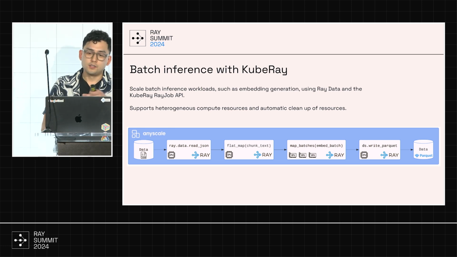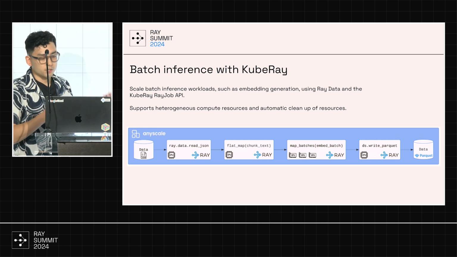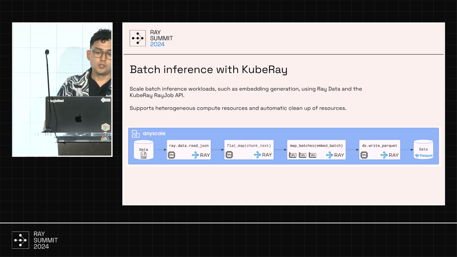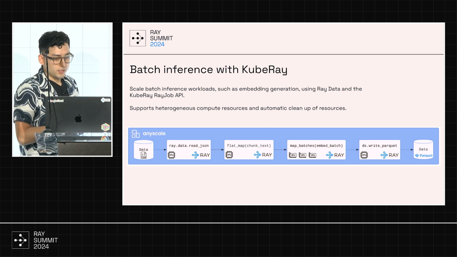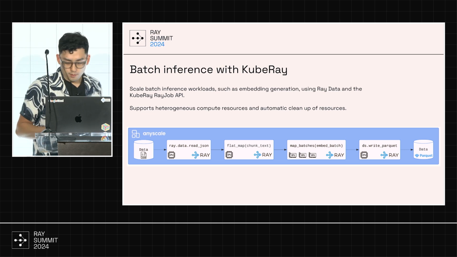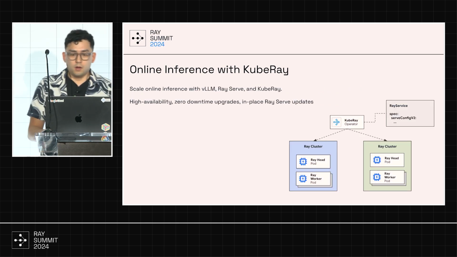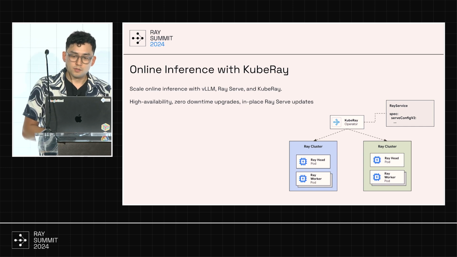KubeRay simplifies the deployment of multiple worker groups requiring different resources into a single API. It also supports automatic deletion of the underlying Ray cluster when the job is complete, so it's ideal for large batch workloads that might run expensive GPUs for short periods of time. KubeRay is also a great option for online inference and serving LLMs on Kubernetes.